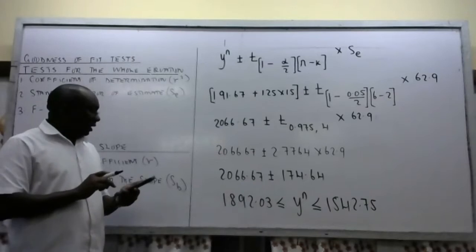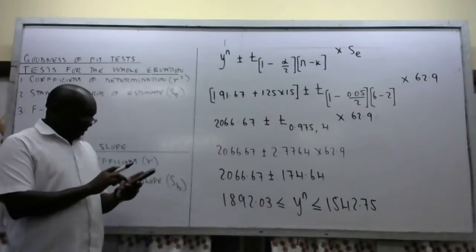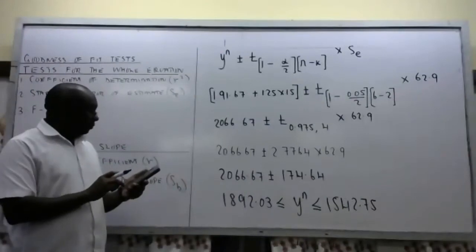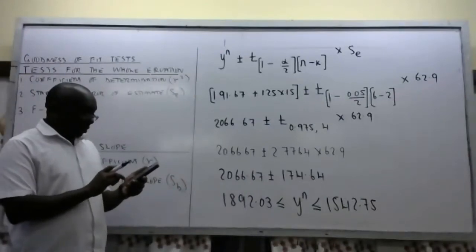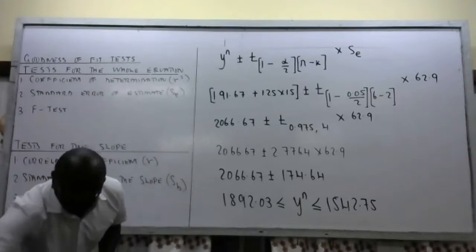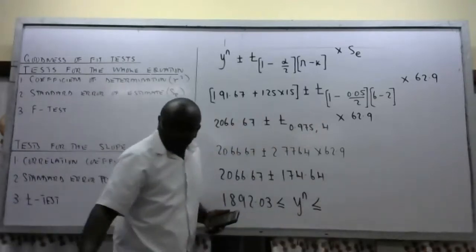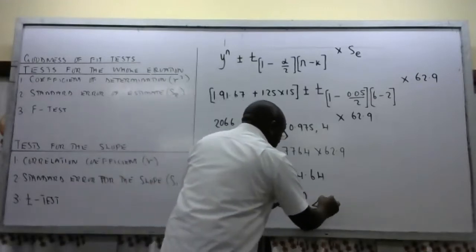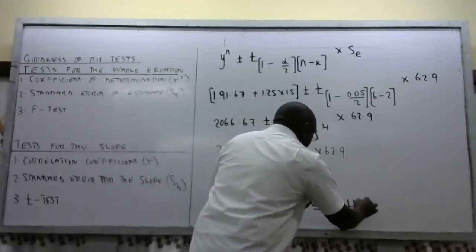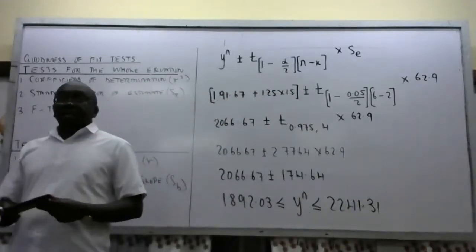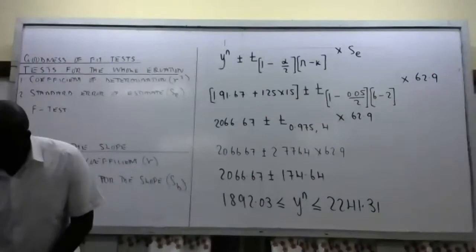We have made a mistake. It should have been 2066.67 plus 174.64. 2240 something, eh? 2241.31. Is that it? So on the upper side, that is how it should be.